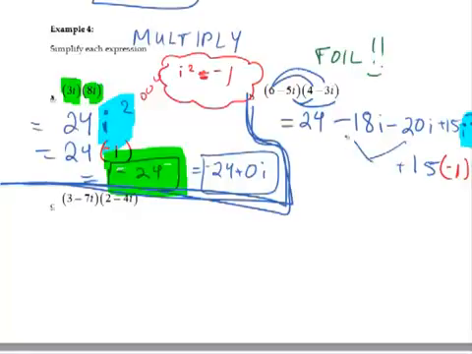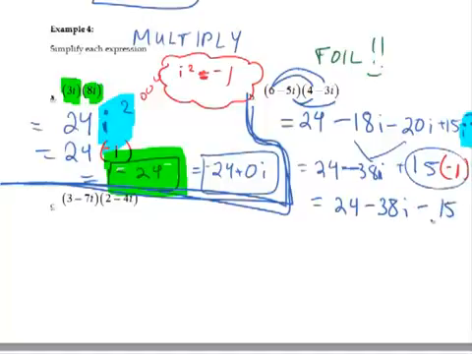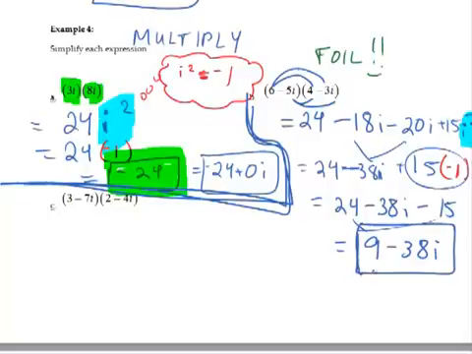These two middle terms can come together: negative 18i minus 20i is negative 38i, and then we have positive 24 still at the beginning. So we really have 24 minus 38i minus 15 from this guy here. So we'll combine these like terms and we get 9 minus 38i. That is our simplified version for part B.